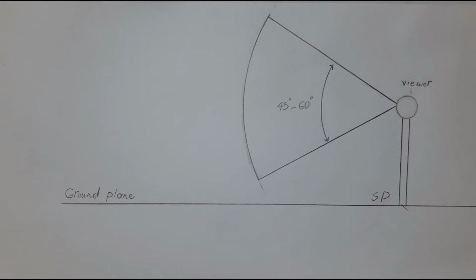This is usually a standard of 45 to 60 degrees, so anything that falls outside the cone of vision will technically be outside the viewer's field of vision and will start to look slightly distorted.